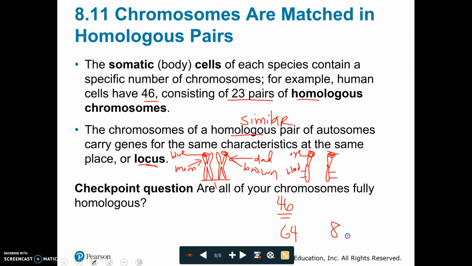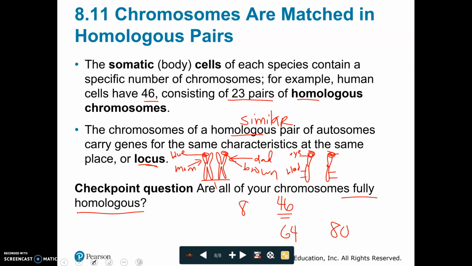In ducks, it's 80. In fruit flies, it's 8. So each organism has its own specific number of chromosomes, and it's always the same for that organism. So just a heads up on that. Now, it says, are all of your chromosomes fully homologous? Meaning, do they match completely? And the answer to that is actually no, because you do have one pair of chromosomes that might not match.